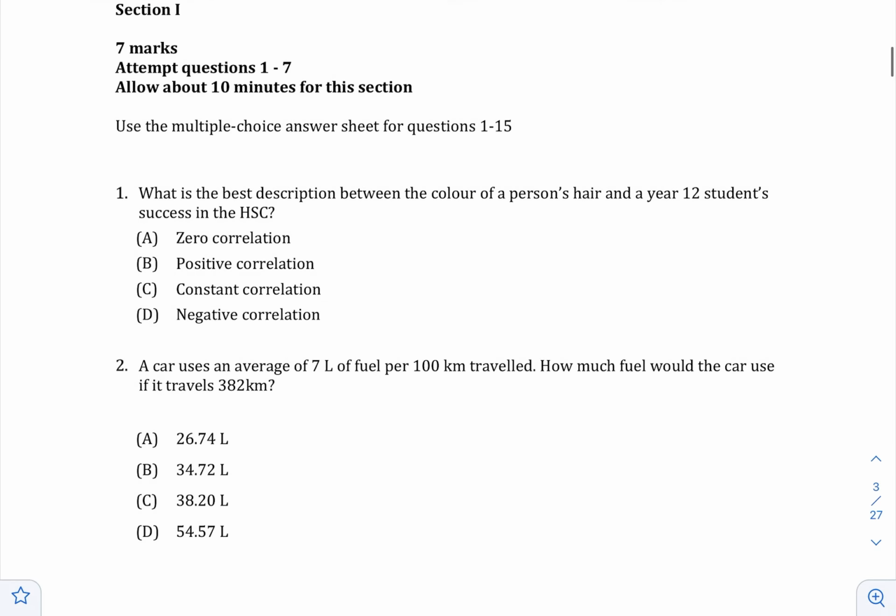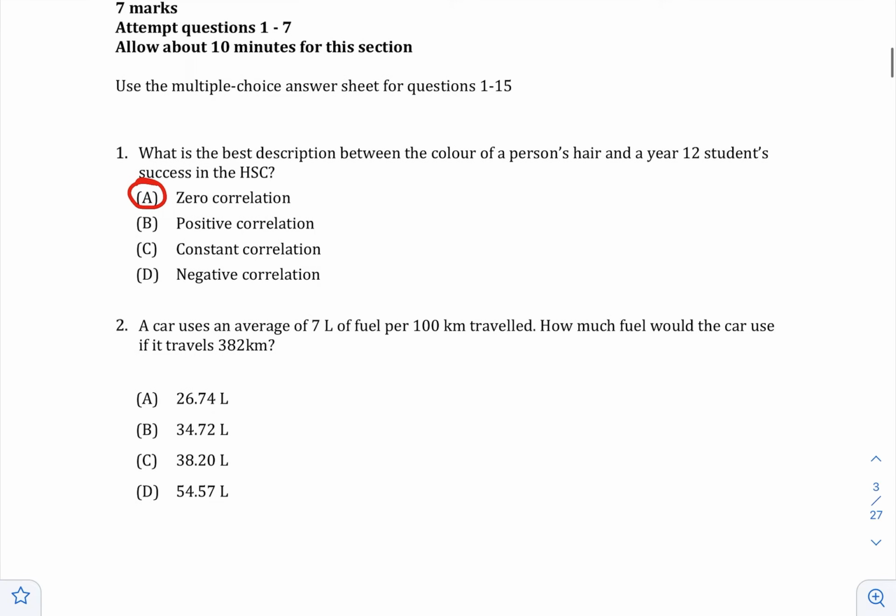Now, question one: what is the best description between the colour of a person's hair and a Year 12 student's success in HSC? The answer is zero correlation, because the colour of a person's hair does not relate to success, so there is no correlation there.